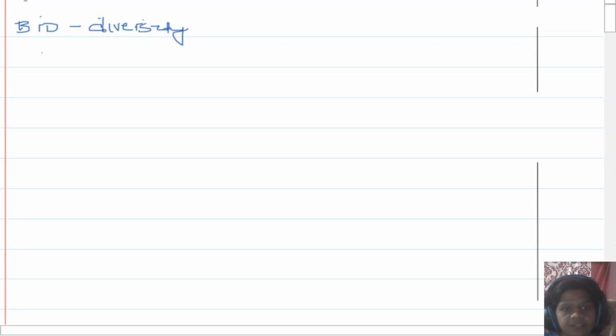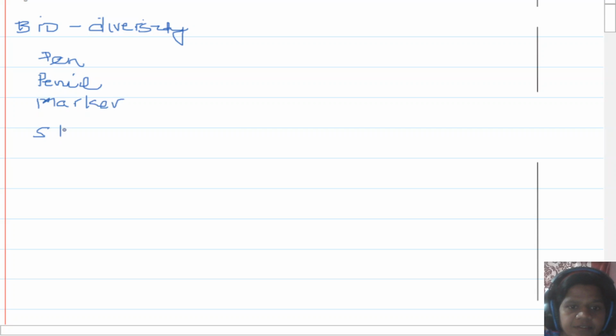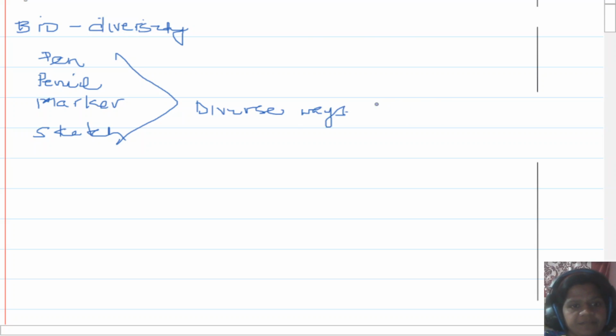Now, if I ask you to write, you have the option to write it with a pen, or you can write it with a pencil. You can write it with a marker. You can use a sketch, right? So you have very different types of things to use to write. So you have diverse ways to write. That means you have many different options. You have very many different varieties to write it.